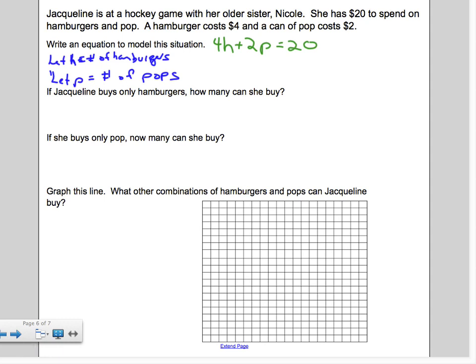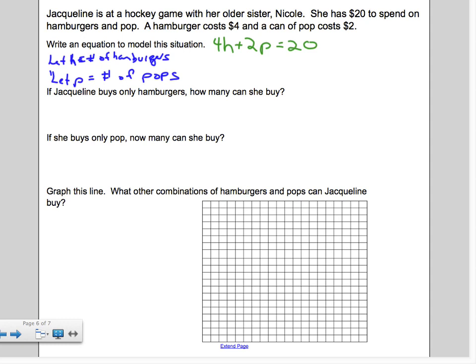Right. So H represents the number of hamburgers. Well, in order to calculate the cost of the hamburgers, you multiply 4, because each costs $4, times H. And you do likewise with the pop. Each pop costs $2. So how much you spent on pop would be 2 times the number of pops that you bought, which is a variable P.